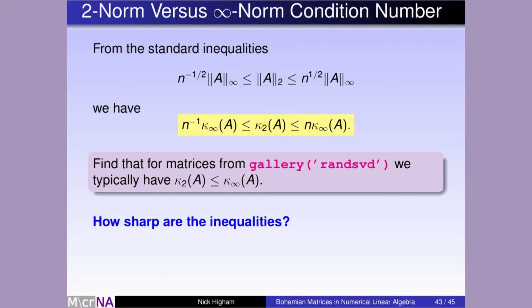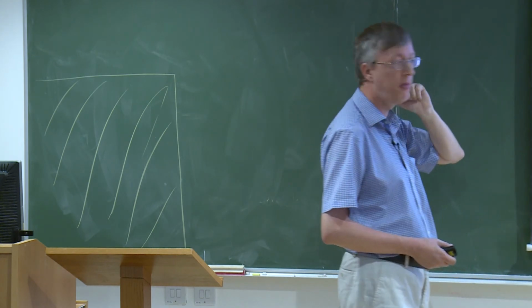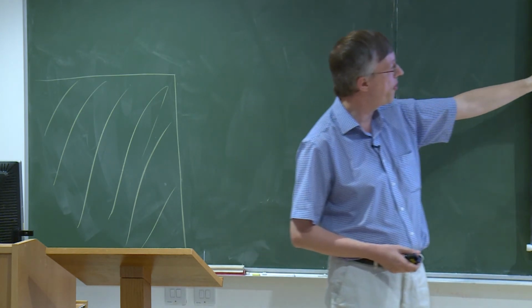Well, we have this well-known inequality for norms. So the two-norm and infinity norm of an n by n matrix can't differ by more than root n. And from that it follows that the condition numbers can't differ by more than a factor n. But we've observed that typically, for matrices generated this way, the two-norm condition number is less than or equal to kappa infinity. So kappa infinity is always at least as big as the two-norm condition number, even though this inequality suggests it could be a factor n smaller. So it raises the question, how sharp are these inequalities?